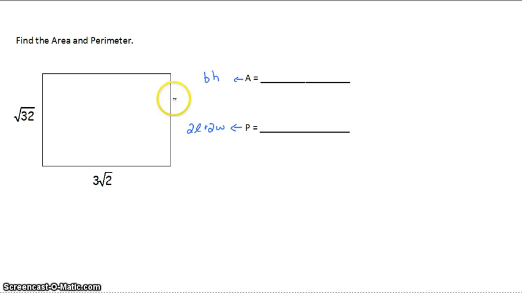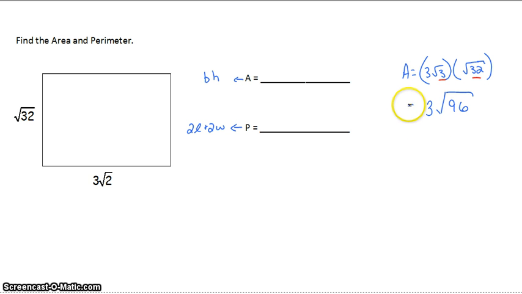Let's start with the area. I know the base and I know the height, or the length and the width. So to find my area, I'm going to take my 3 square roots of 2 and multiply it by the square root of 32. Now, because it's multiplication, I can multiply the inside of my radical with the inside of this radical, or 3 times 32. This 3 is outside the radical, so I can't multiply with that. That stays outside. I get 3 times the square root of 96.